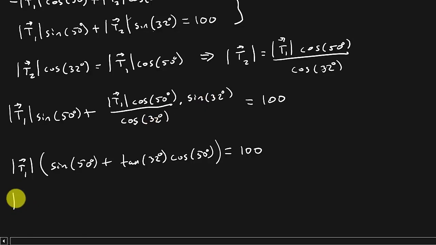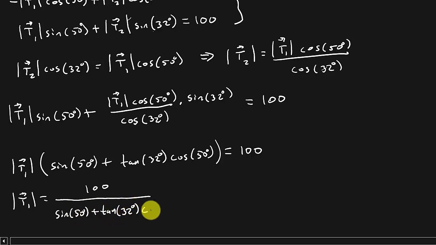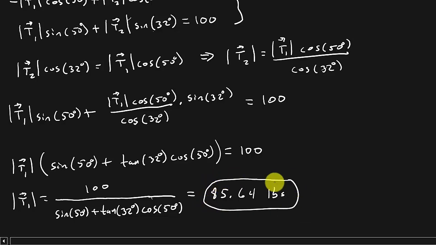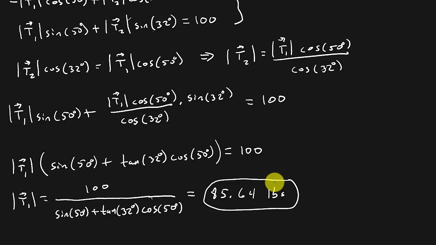And so now that's going to give me T1 is equal to 100 over, divide both sides by this, that's going to be sine 50 plus tangent 32 times cosine 50. And you punch all that in your calculator and you end up with 85.64 pounds. Okay, there's the magnitude of T1. All right, now what do we need? We need T2, don't we? We need to know what T2 is.